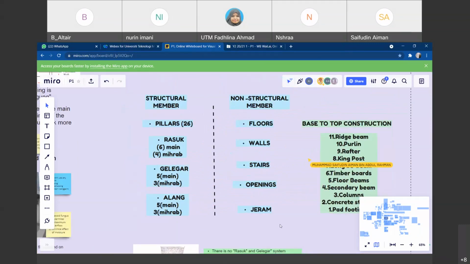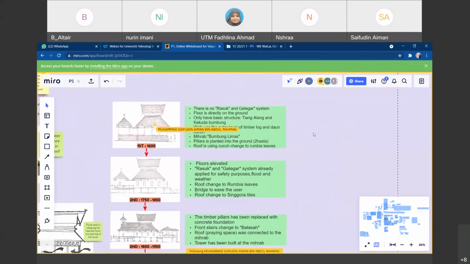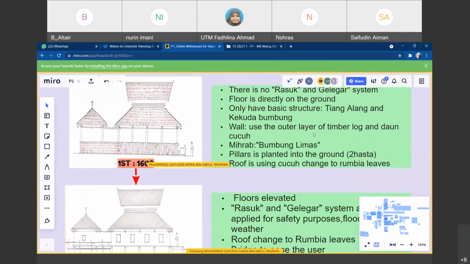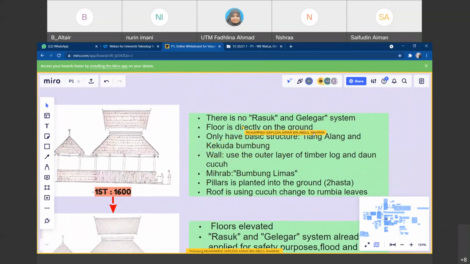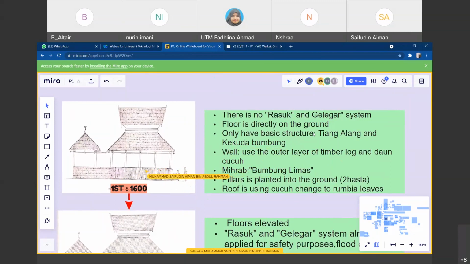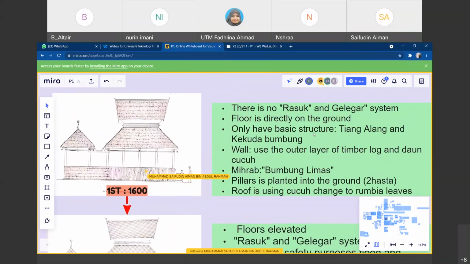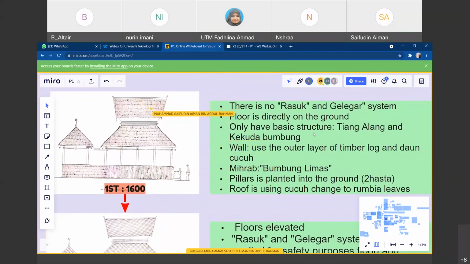Okay, this one is the timeline for the mosque, with the renovations and so on. The first renovation is in 100. There was no rasu and gelegar system at that time. The floor is directly on the ground, and it only had a basic structure like tiang and wall. For the wall, they used only an outer layer of timber block and daun cucur. And for the mihrab, the design is called limas, the name of the design.